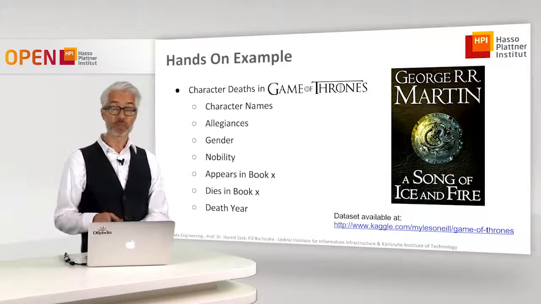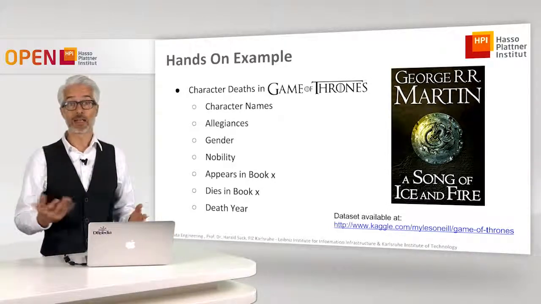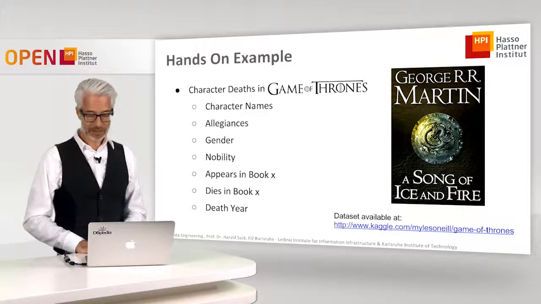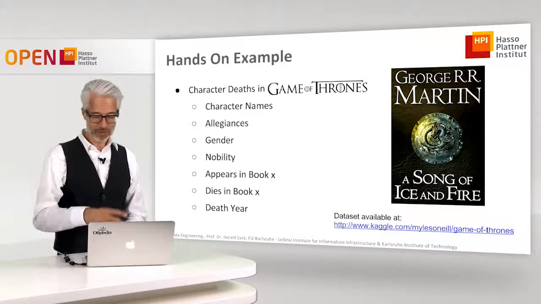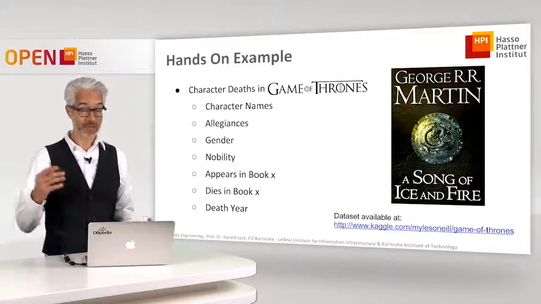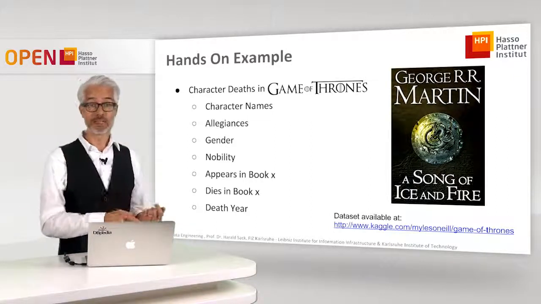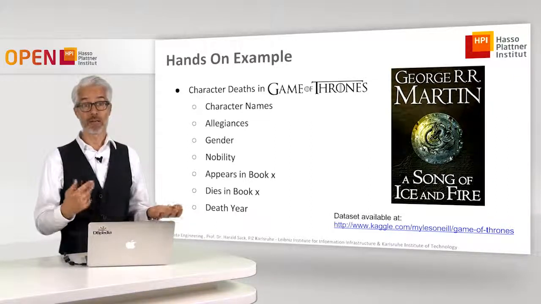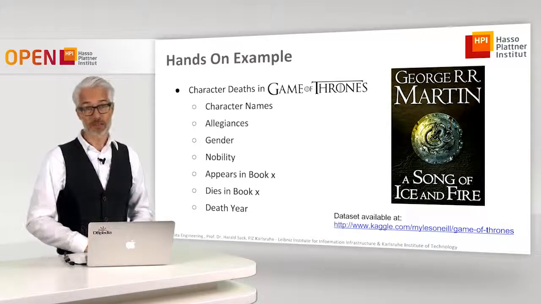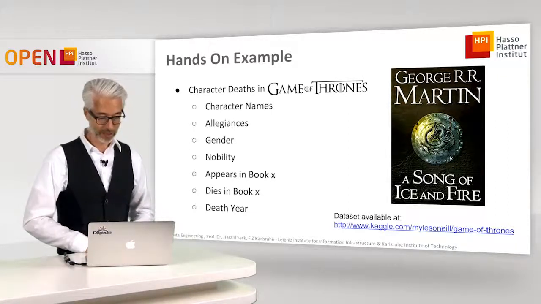This is a website which provides datasets for further analysis, and these are interesting datasets. So for example, for Game of Thrones, there is a dataset with battles, and there is a dataset, of course, with these character deaths. And in this series, lots of characters are doomed to die.